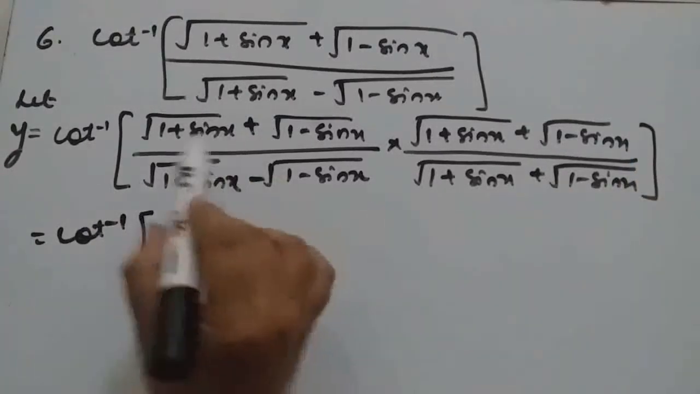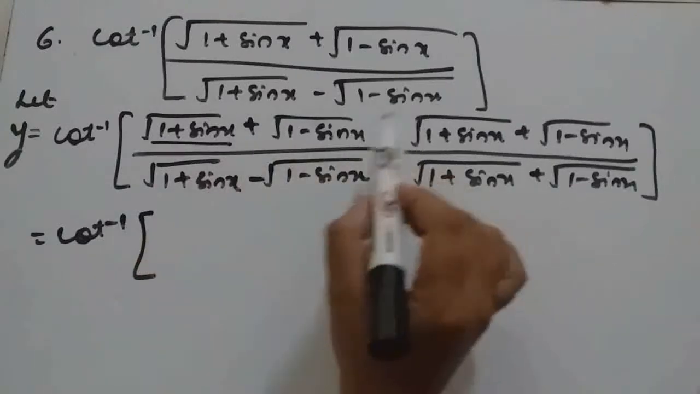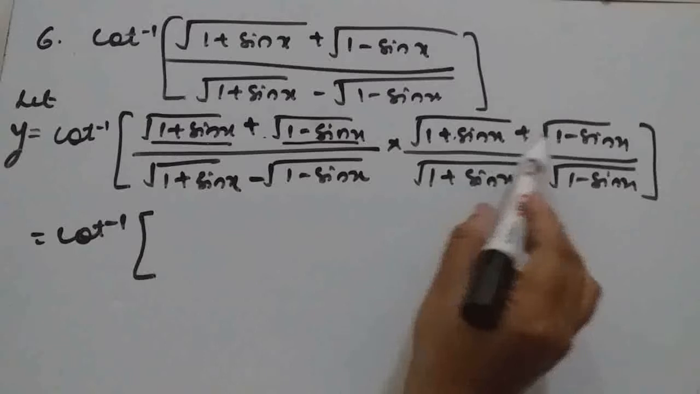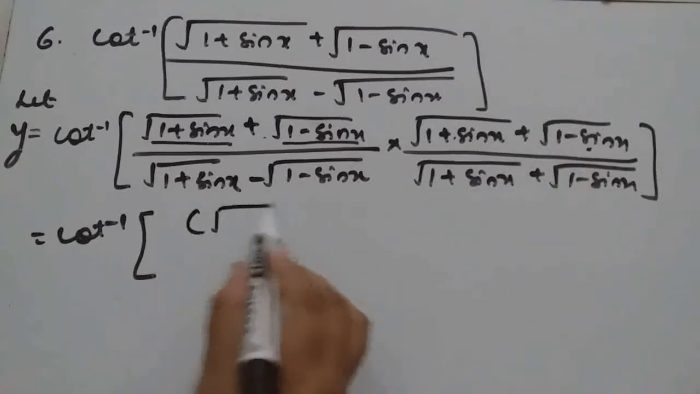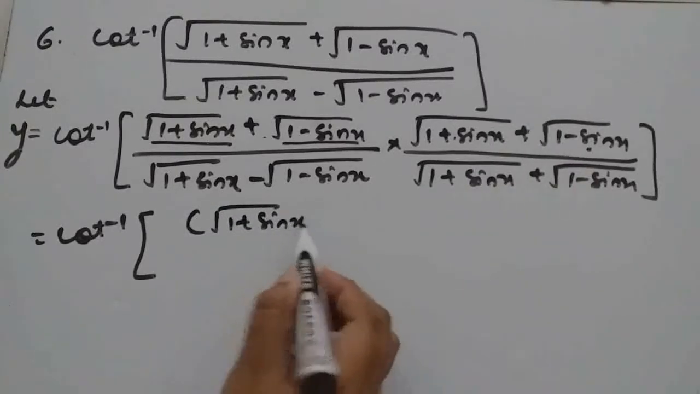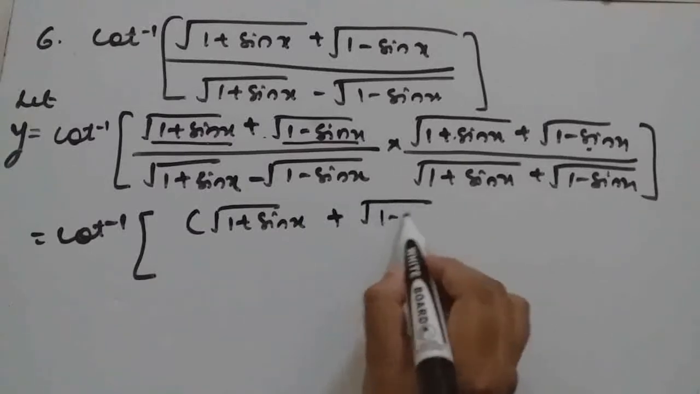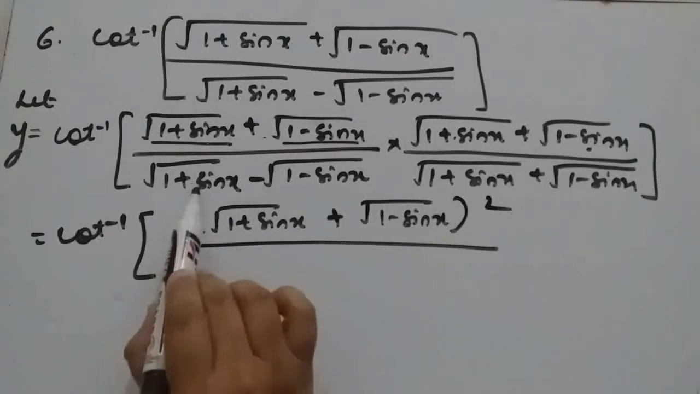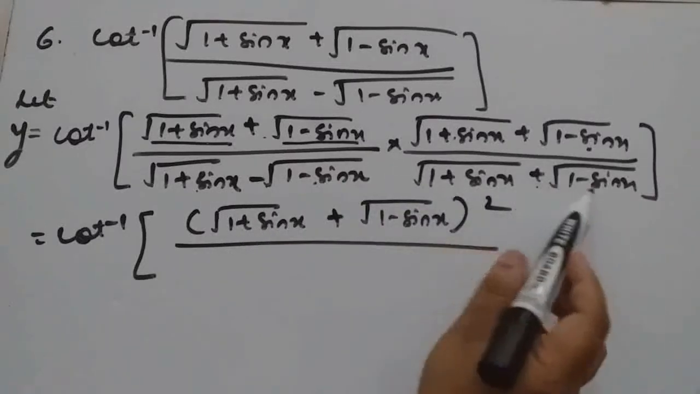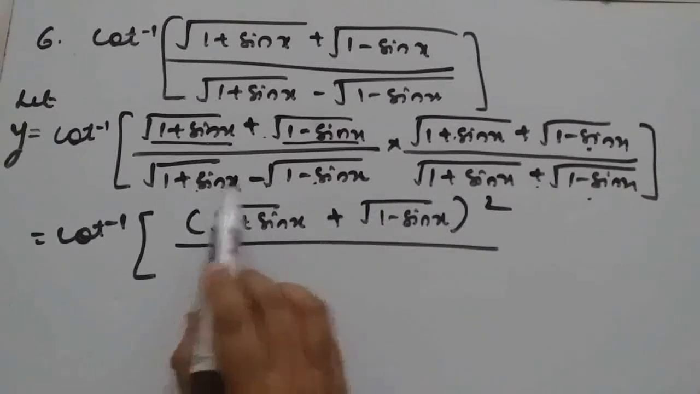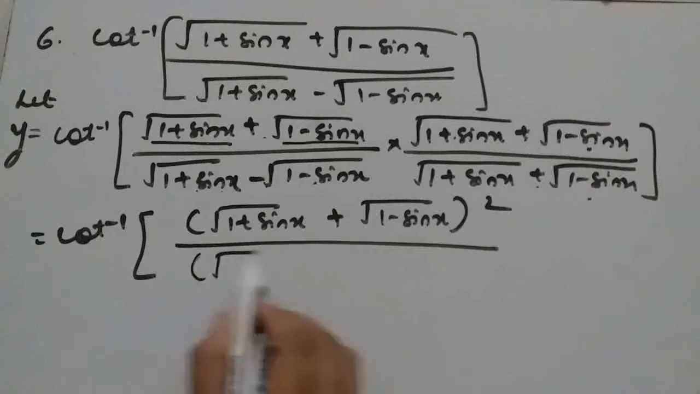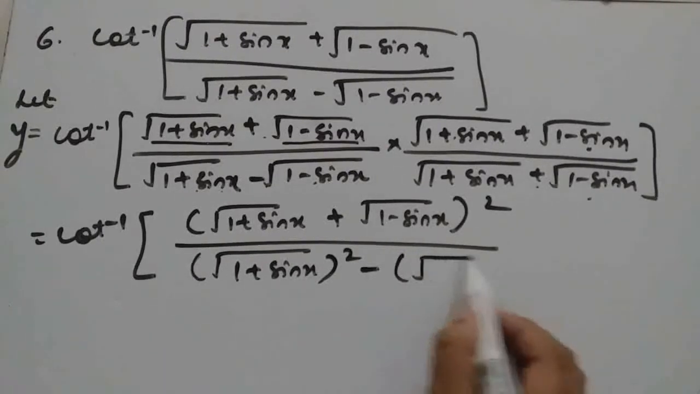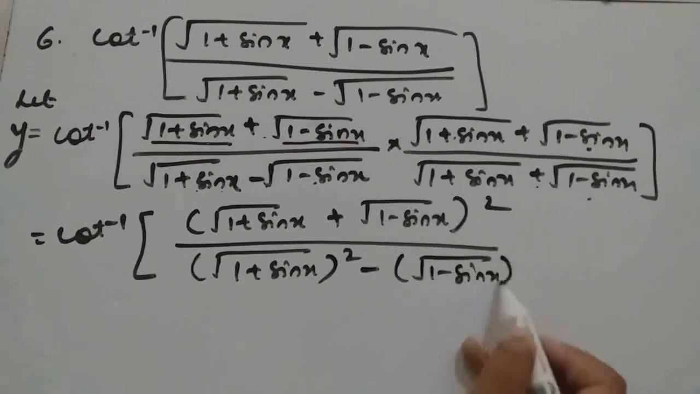See, if you consider this root as a, this root as b, so what you got? a plus b, a plus b. That means root 1 plus sine x plus root 1 minus sine x, square. And in the denominator, see, a minus b, a plus b. That means the third identity, a square minus b square. So you can write a square minus b square.